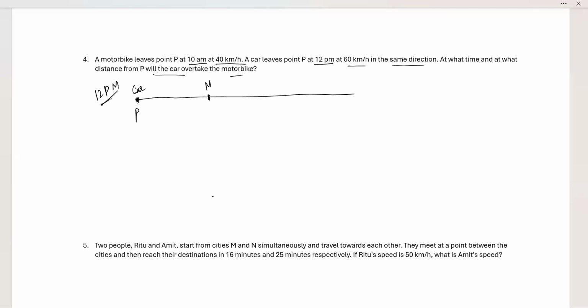This is the motorbike. ठीक है. Now what is this distance? We can calculate this. Data दे रखा है. So this distance was traveled by motorbike at a speed of 40 kilometer per hour for 2 hours because 10 a.m. पे चला था वो, and अभी 12 p.m. हो रहा, so 2 hours. So this distance is 40 into 2, 80.